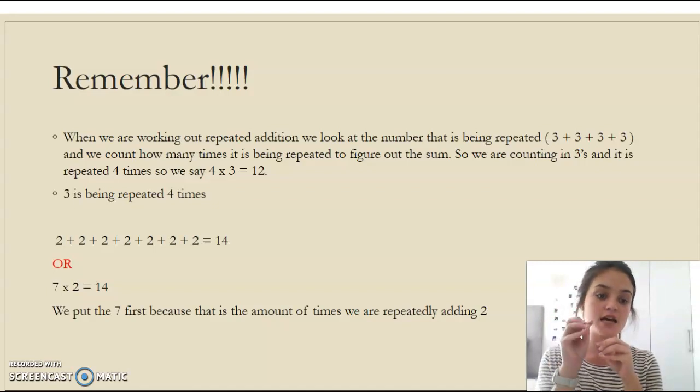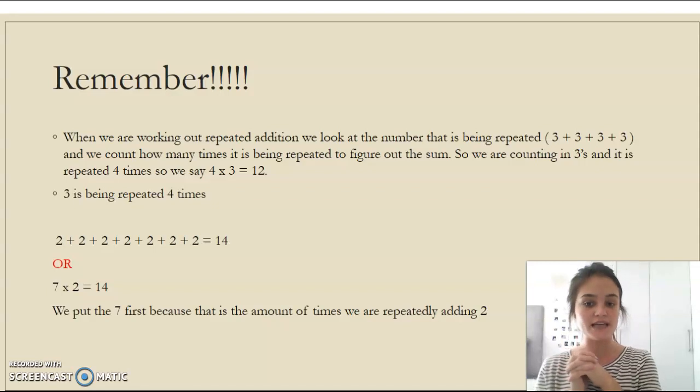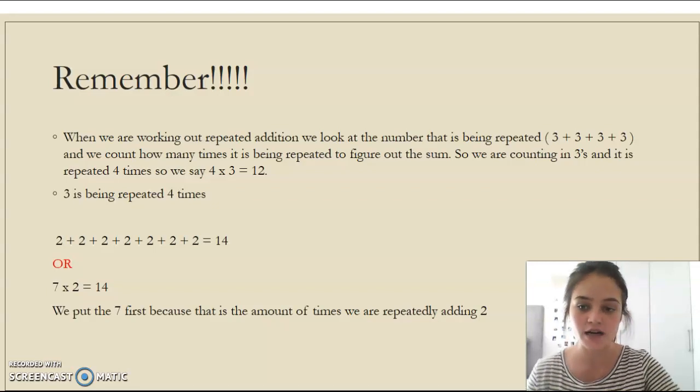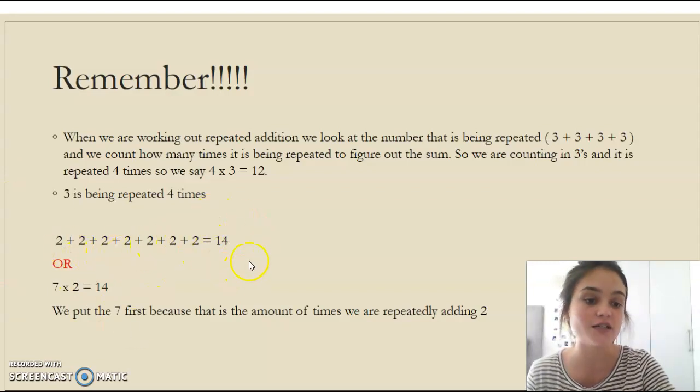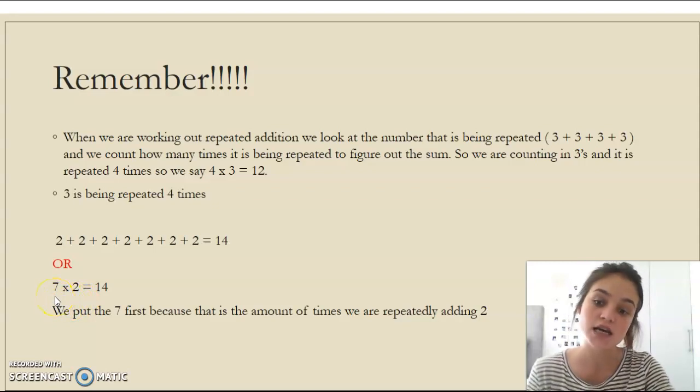So 7 times 2. And you are masters at your 2 times table, so you will see that the answer is 14. And there's 2 ways we can write it. We can either say 2 plus 2 plus 2 plus 2, which eventually we find out is 14, or we can say 7 times 2, because we are repeating 2's 7 times.